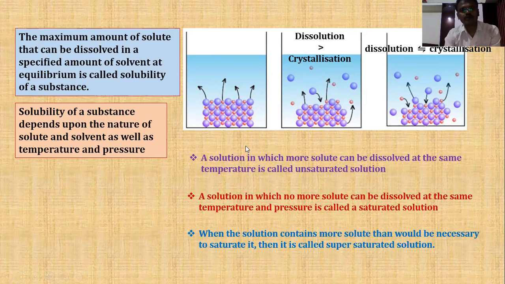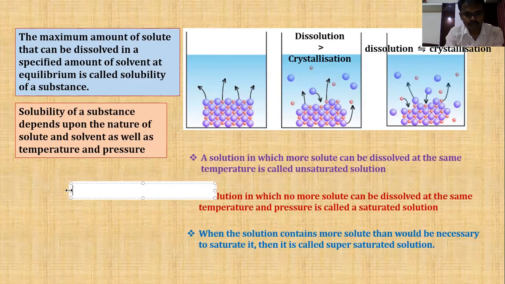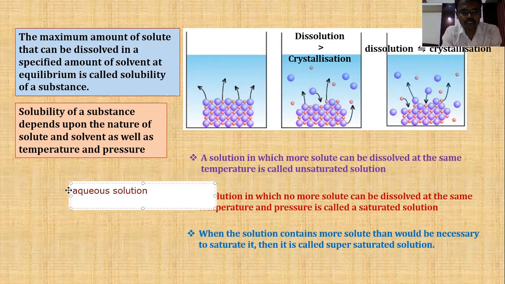And based on the solvent used, we have different types of solutions. If you are using water as the solvent, we call it aqueous solution. What is aqueous solution? A solute dissolved in water. If the solvent used is other than water, like benzene, ether, etc., that is non-aqueous solution. That is very important, because if you go to organic chemistry, we say aqueous potash, alcoholic potash.